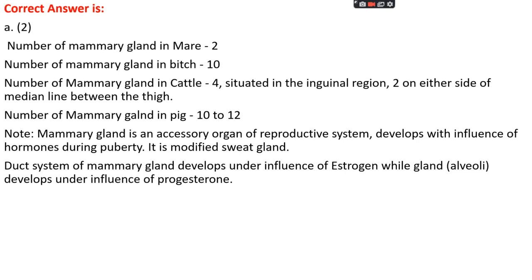Note that the mammary gland is actually an accessory organ of the reproductive system, which develops under the influence of hormones during puberty. It is a modified sweat gland. The duct system of the mammary gland develops under the influence of the hormone estrogen, while the glandular alveoli system develops under the influence of the hormone progesterone.